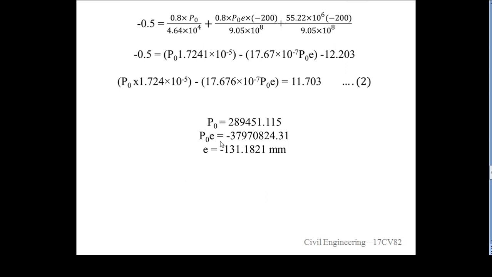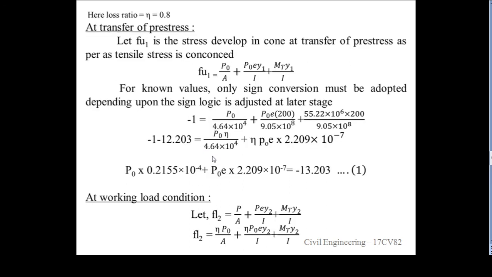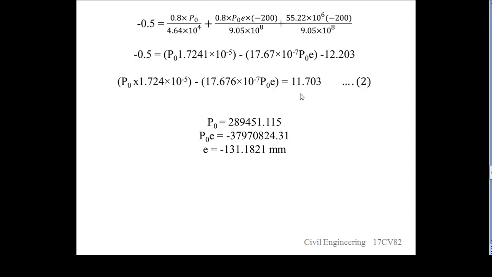Then P naught E is equal to minus 37970824.31, we are getting this value. We substitute these two values in this equation. Okay, we are substituting P naught value in this equation. We are getting E value equal to minus 131.1821. This E value is eccentricity. This is P naught, P naught E and P value, by solving this equation and this equation.